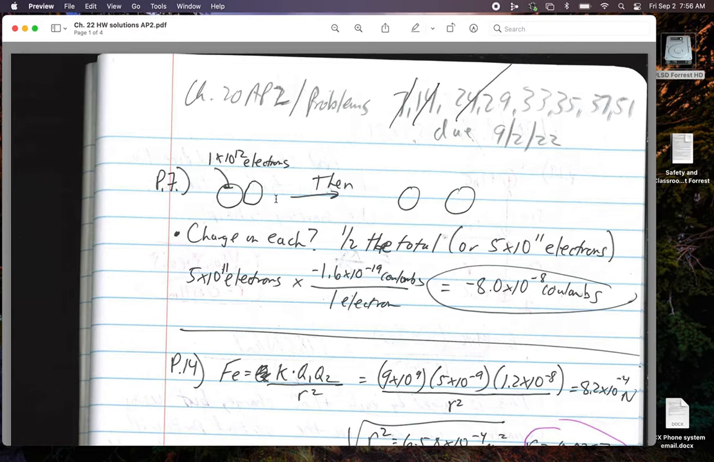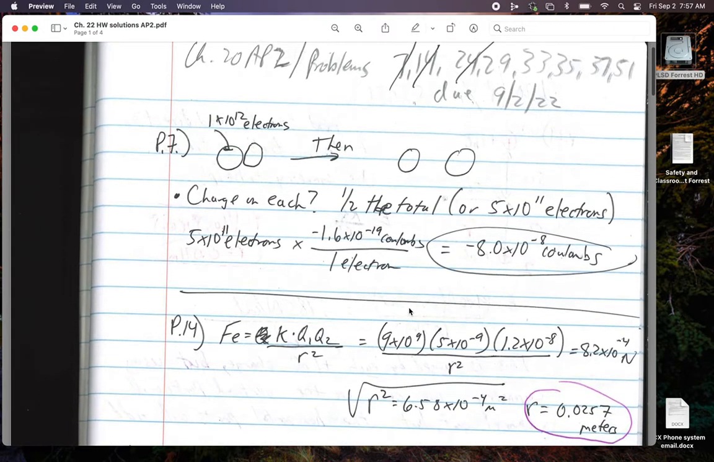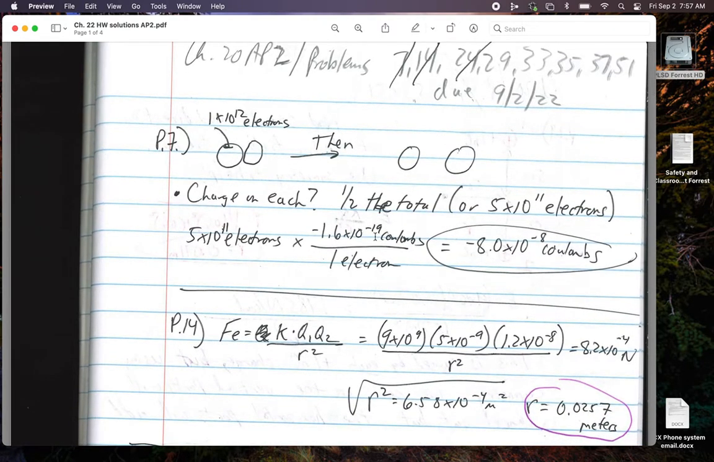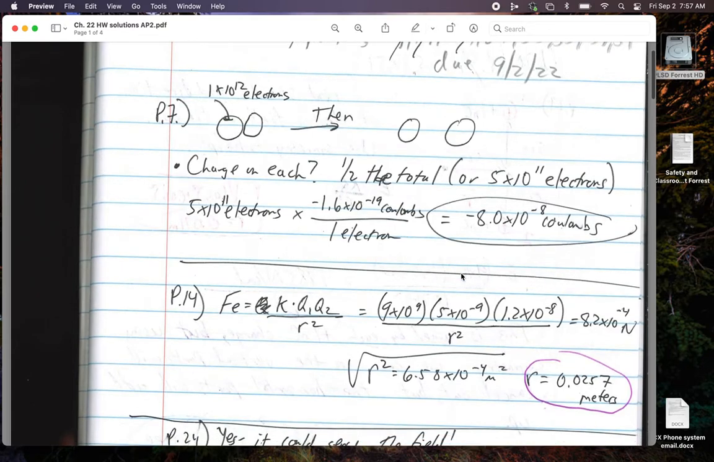If they're identical spheres, they have identical shapes, volume, stuff like that. So the excess charge put on the left sphere would split evenly. So half the total, or 5 times 10 to the 11th electrons, would end up on each. If we want to put that in terms of coulombs, I do the conversion from electrons to coulombs. The charge on each electron is negative 1.6 times 10 to the negative 19th coulombs. So negative 8 times 10 to the negative 8th coulombs on each metal object.